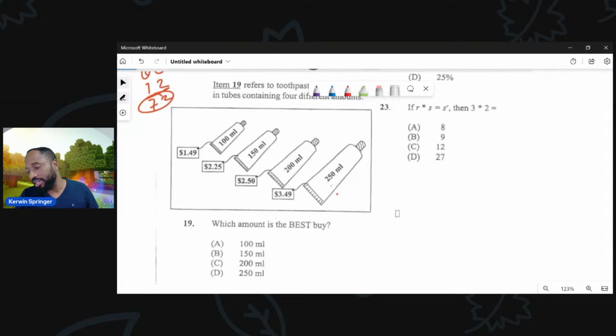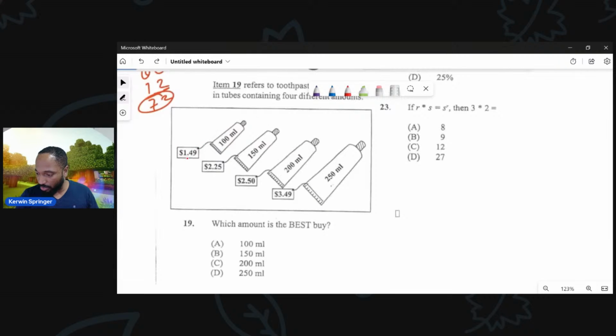You could see which one will give you the least amount of money per milliliter. So you can divide this by that. Or you can see who's giving you more milliliters per dollar, so this divided by that, which is something like crazy man talk. So I do it this way, this divided by that.